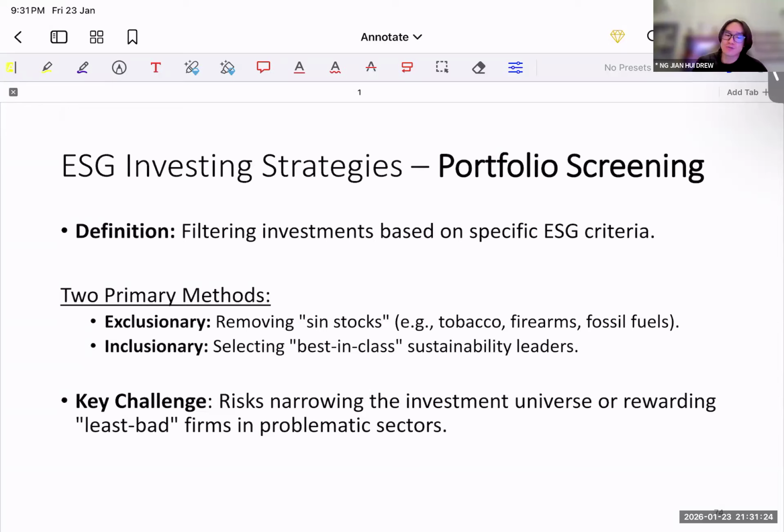The first one is portfolio screening, right? So this is a very, I would say, rustic way of screening your portfolio, where you say that anything relating to a certain category, like fossil fuel, palm oil, you exclude. Anything that is not in this category, you include. However, what happens here is that things that are in the middle become included in your portfolio, but they are not that good as well.